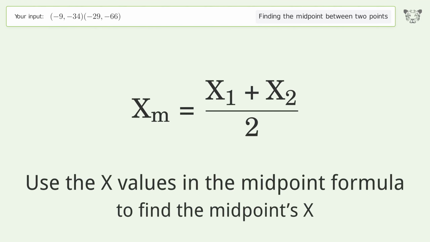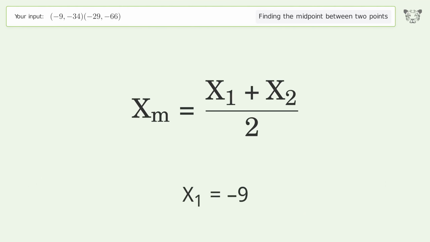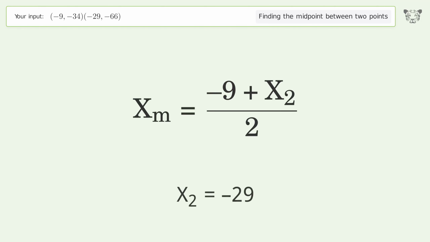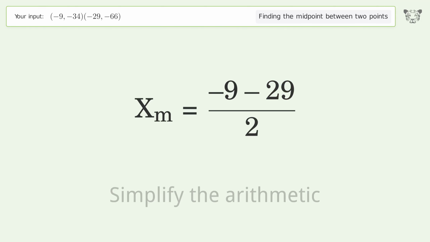Use the x values in the midpoint formula to find the midpoint's x. x1 equals -9. x2 equals -29. Simplify the arithmetic.